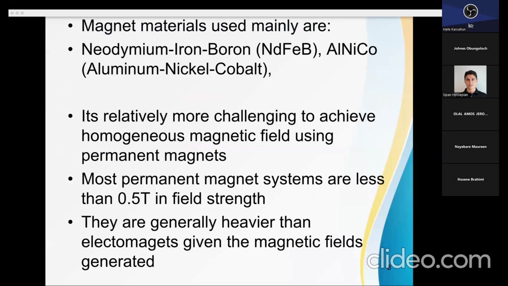The magnetic materials normally used for these are neodymium iron boron magnets or aluminium nickel cobalt magnets. These also provide varying magnetic field strengths, and to achieve a certain field strength you might need a certain amount or volume of those magnets, and that contributes to the weight of the magnet as well. It is relatively challenging to achieve a homogeneous magnetic field using permanent magnets.